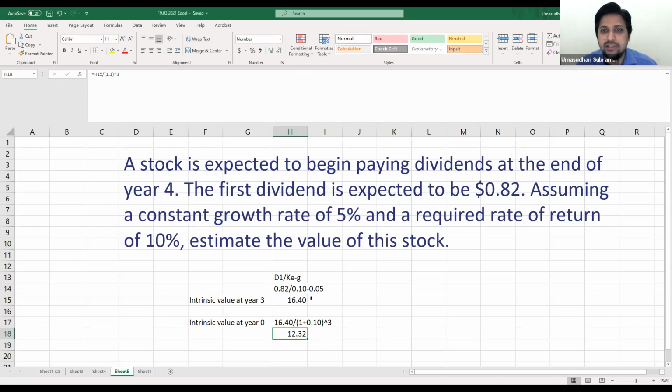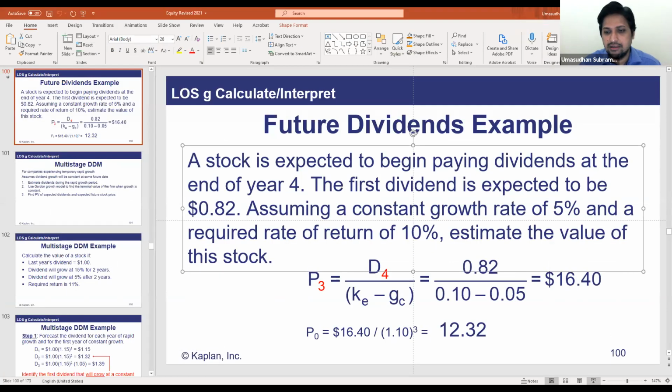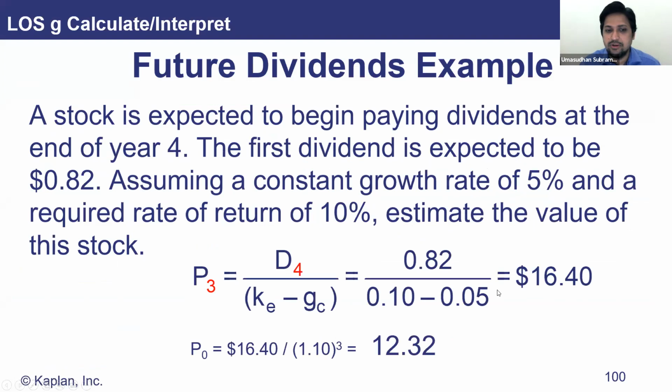So what is this 13.32? Is this the intrinsic value in year 1, year 0, or year 3 or year 4? What is this? Yes, it is P0, which is the intrinsic value of the stock in year 0. So that's what you need to do. So you need to understand this. So I'm going to now go back and show you the logic. So you see what happened, 16.4, and then you discount that back to 13.32.